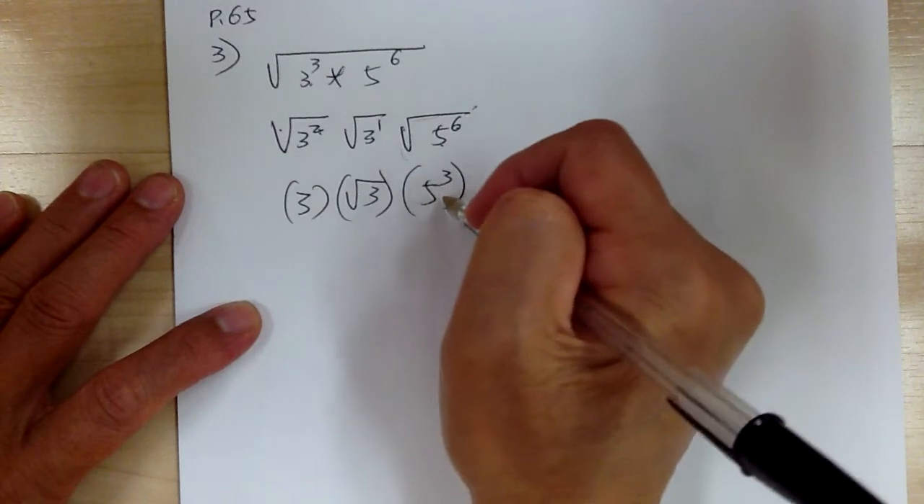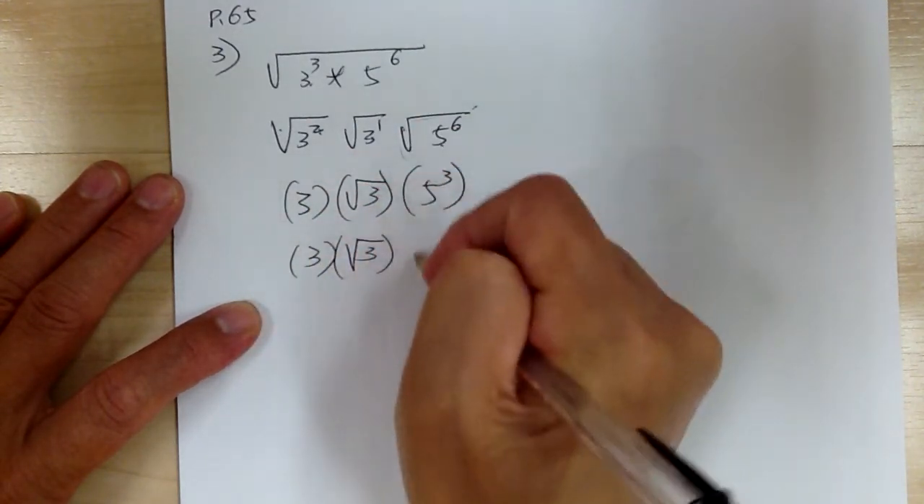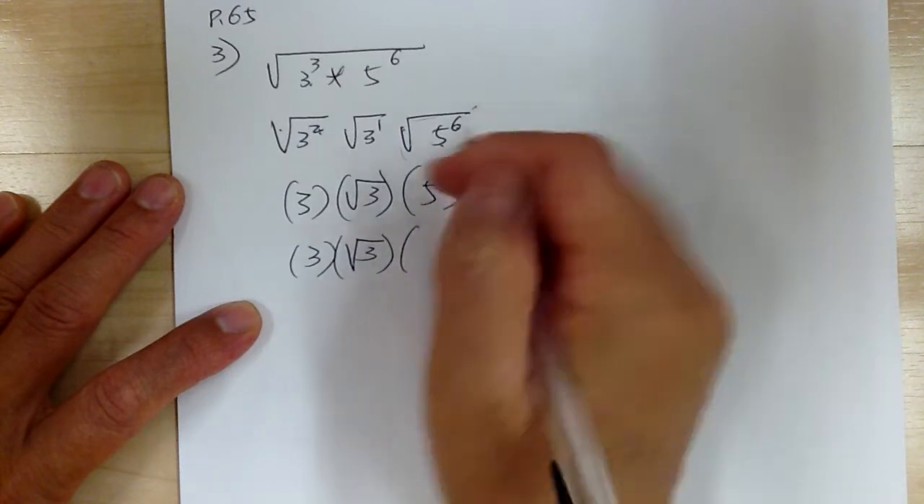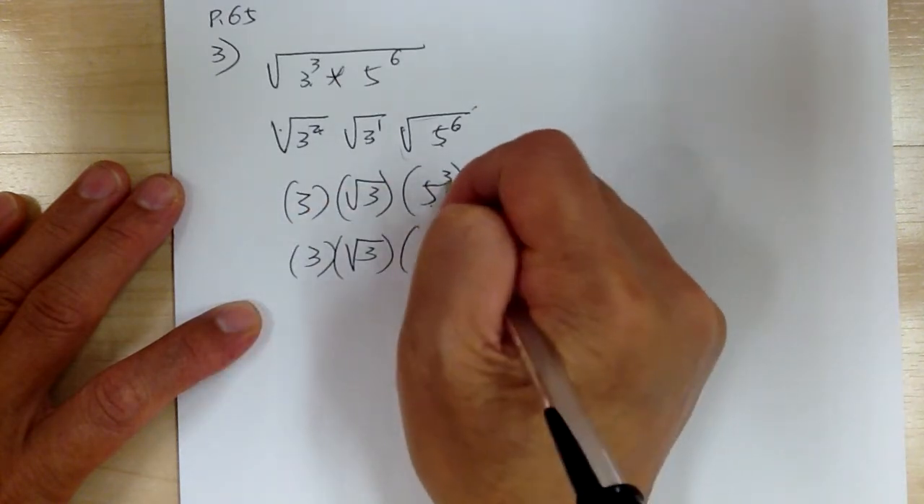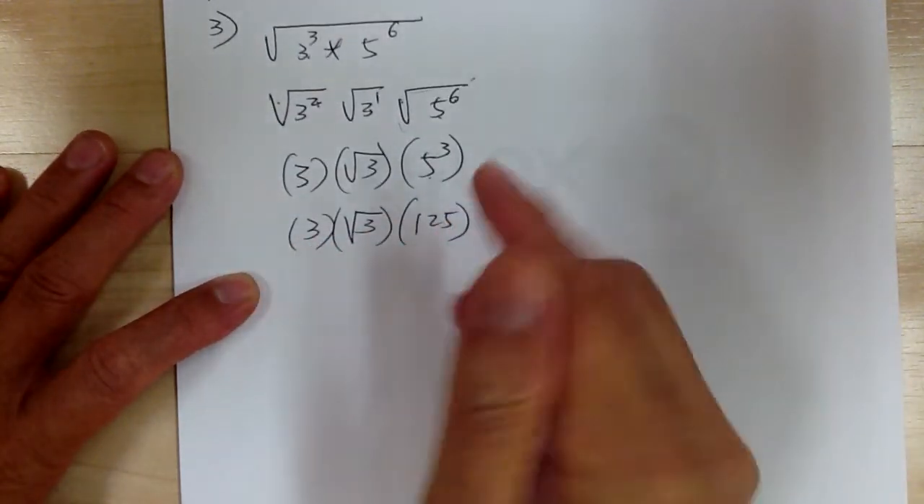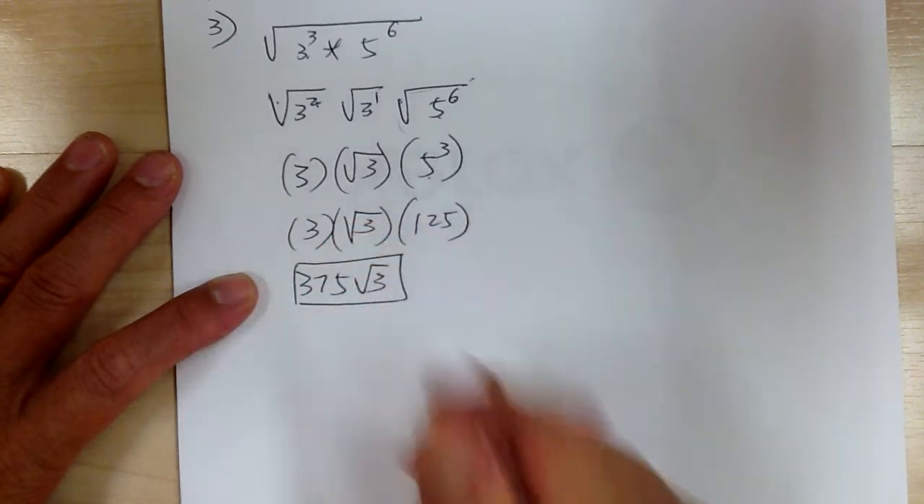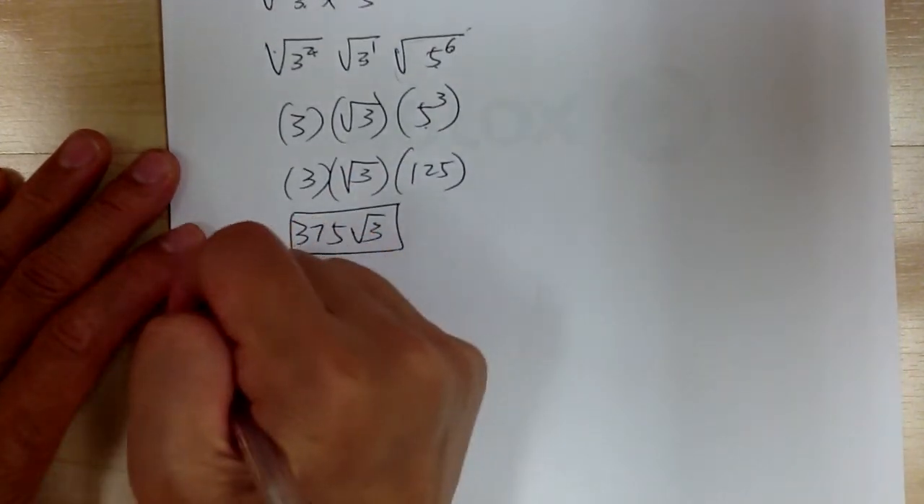Then after that, you multiply, so it becomes 3 square root of 3, and you work it out. You have to do the exponent first before you multiply. So 5 to the 3 means 5 times 5 times 5, you get 125. And then you multiply, you get 375 square root of 3.